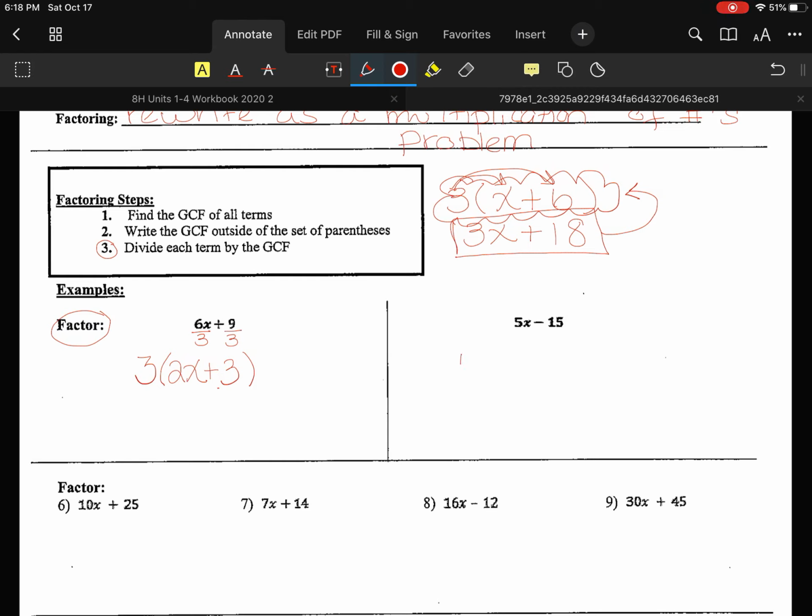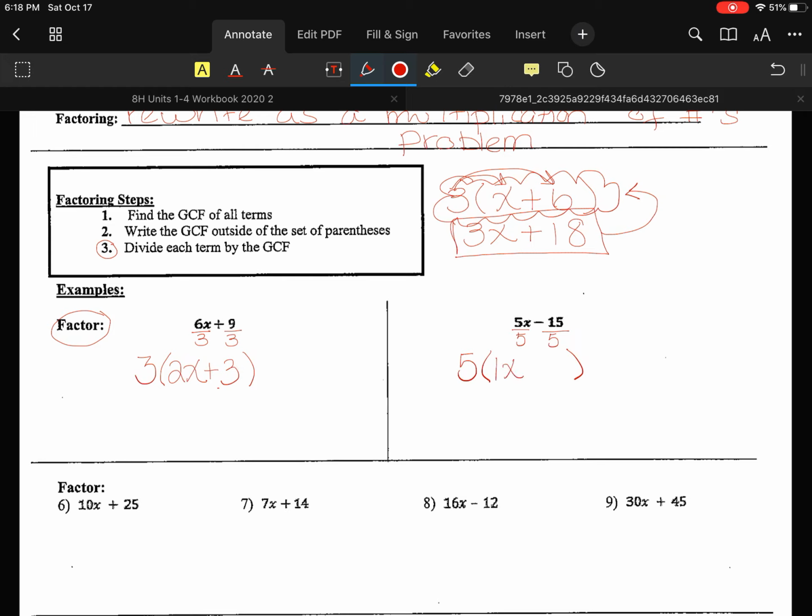Let's try again. I have 5x minus 15. The biggest number that can divide into 5 that also can divide into 15 would be 5, the GCF. Now, if you need to, off to the side, do the T-chart, the tree diagram, or any other method, by all means do that. But again, I'm just doing what I said and taking my 5. The biggest number that can divide into 5 is 5. 5 can divide into 15. Factoring, I'm going to rewrite as a multiplication problem.